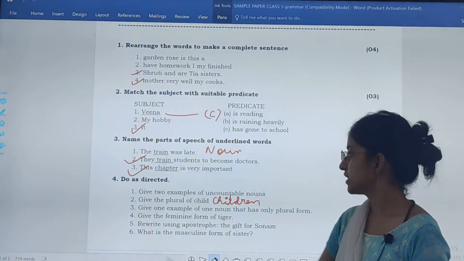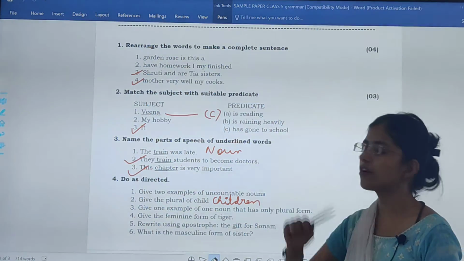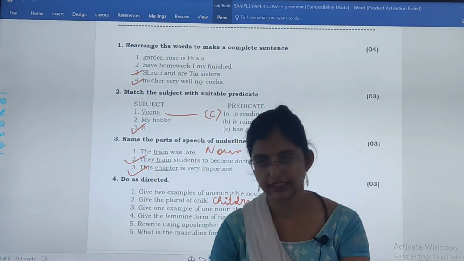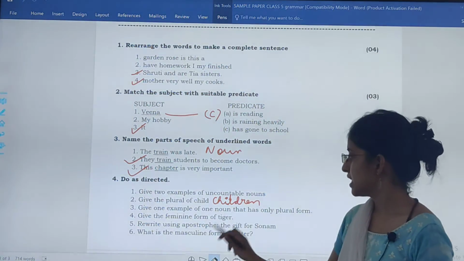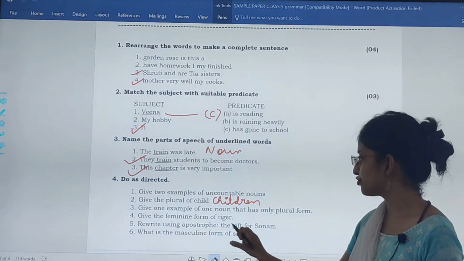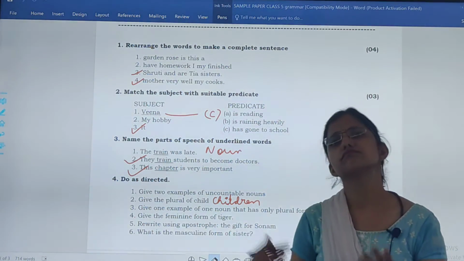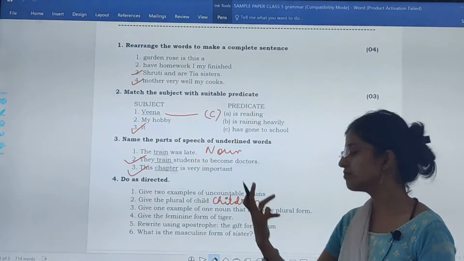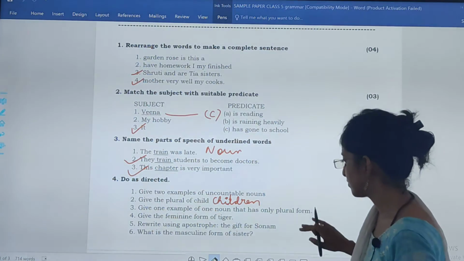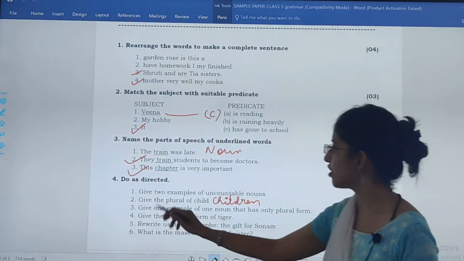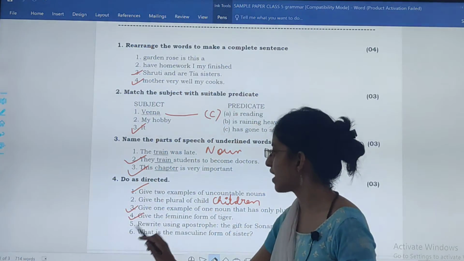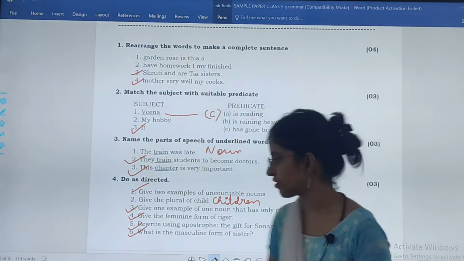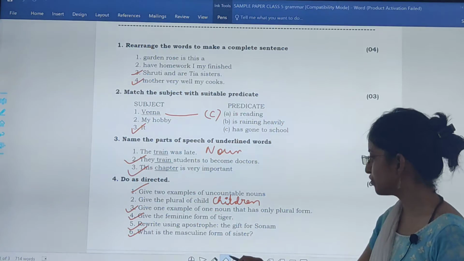Then give the feminine form of tiger. It is tigress. Then rewrite using apostrophe. The gift for Sonam. Sonam's gift. Then your first is homework. Your 3, 4, 5, 6. This is your homework. Now let's move ahead.